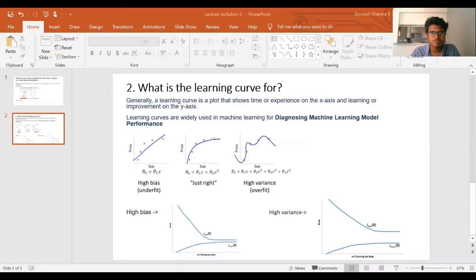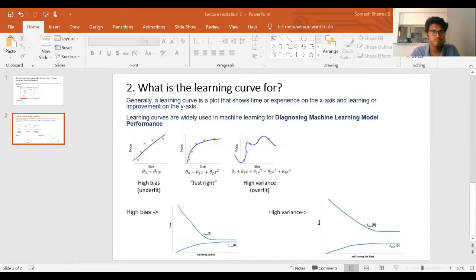There are three common dynamics that you're likely to observe in learning curves. I have attached a picture for that. You can see they are underfit, overfit, and good fit. These are the three conditions we are going to distinguish using the learning curve. The first one, underfit, is due to high bias. The second one is just right.